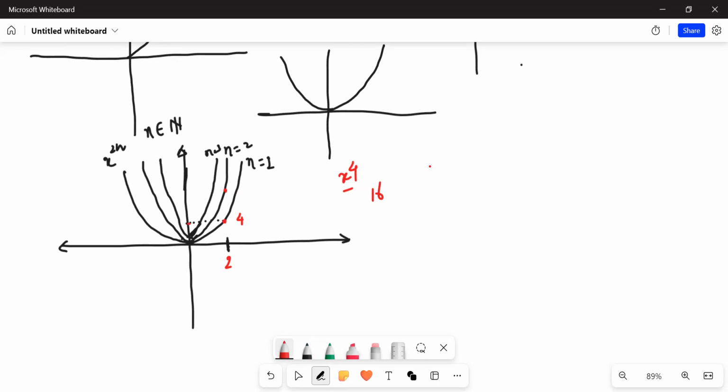Or otherwise, you can take the derivative. If you take the derivative, you'll find that the slope values are increasing. That's clear. For x square, the derivative is 2x. For x to the power 4, the derivative will be 4x cube. The slope is increasing, so it is going to get all the more steep. What is slope? The derivative at any point is equal to the slope of the tangent drawn at that point.